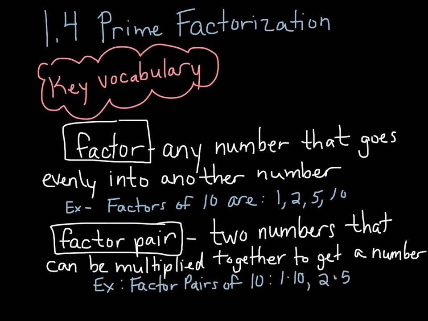The next vocabulary phrase is factor pair, and this is two numbers that can be multiplied together to get a number. So if we stick with that example 10 that we were talking about earlier, the factor pairs would be 1 times 10 and 2 times 5.